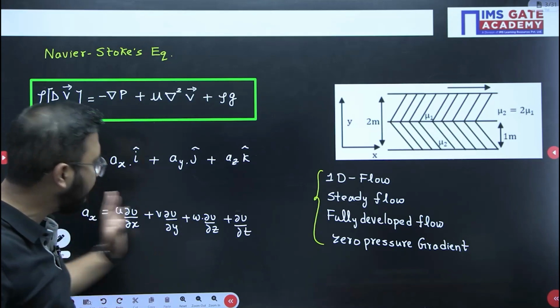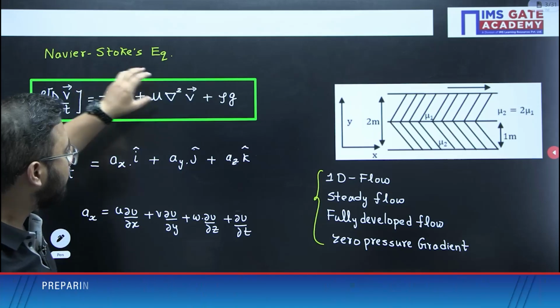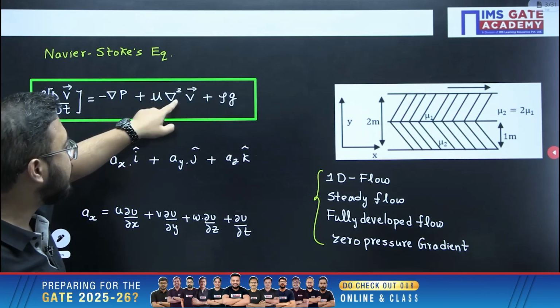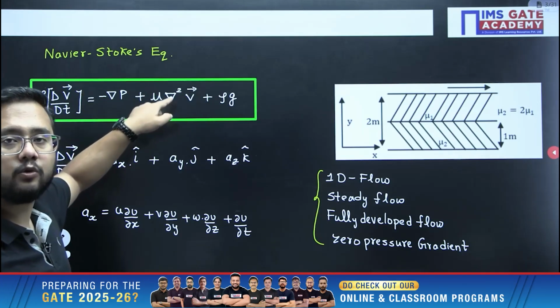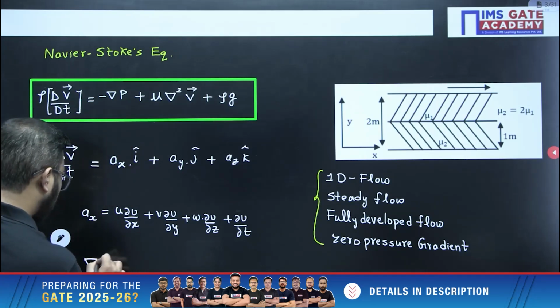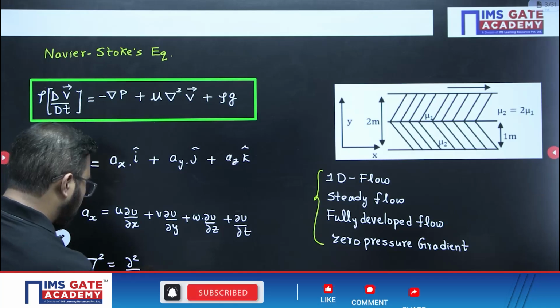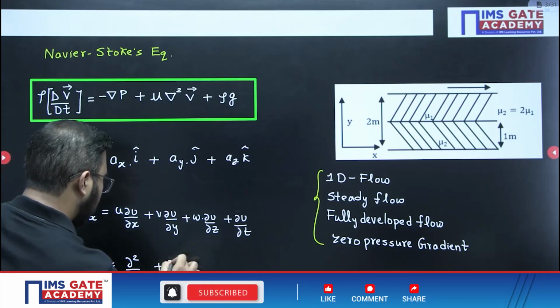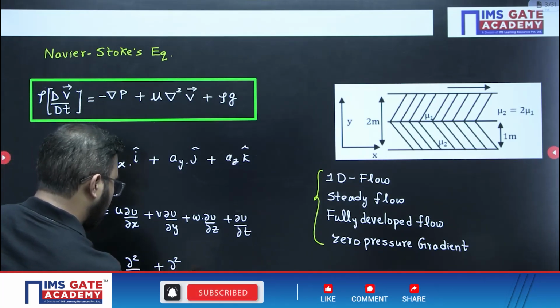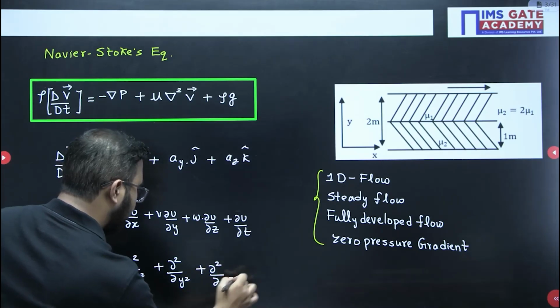So every component of acceleration is 0 in this particular case. Pressure gradient 0. Now this component. In this case, del square, how to write del square? What do you mean by this del square operator? You will be writing the del square operator like this: dou 2 by dou x square plus dou 2 by dou y square plus dou 2 by dou z square, like this.